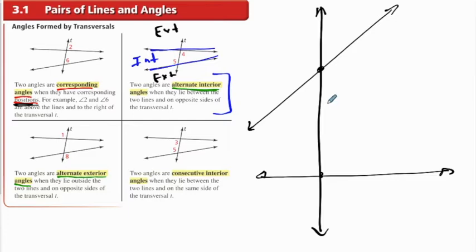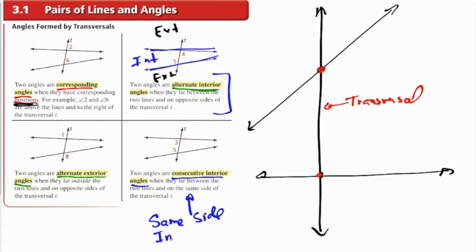So we have another drawing. Identify your transversal first. We have our intersection points. And this time we're looking at something called consecutive interior angles. Consecutive interior angles are also called same side interior angles. Two different names, the same exact angle pair.